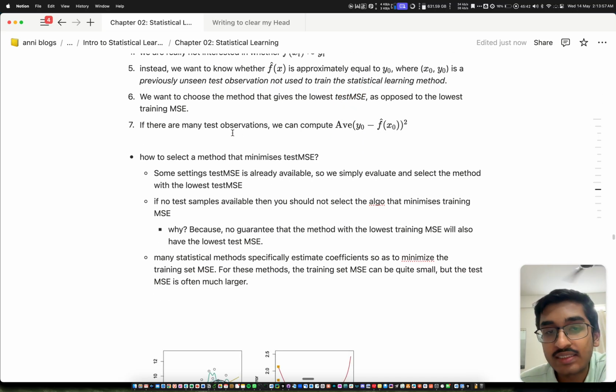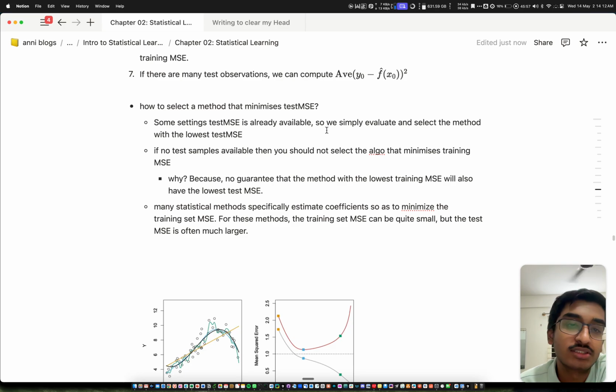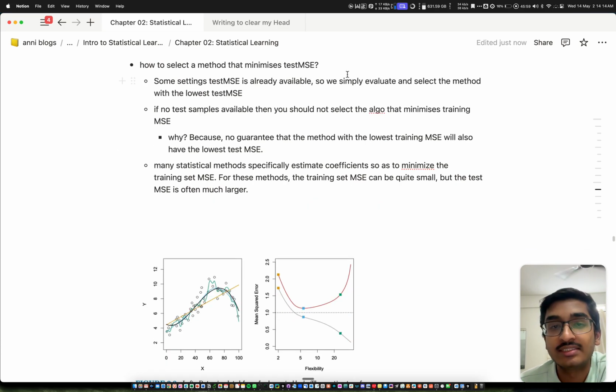If there are multiple test observations, then we can take the average of the squared difference between the true y0 and what we predicted, which is f hat of x0. Now the question is, how do we select a method that minimizes test mean squared error? If we have test data, it's really simple. Just fit a bunch of methods on the training set, evaluate them, and take the one with the lowest test MSE.